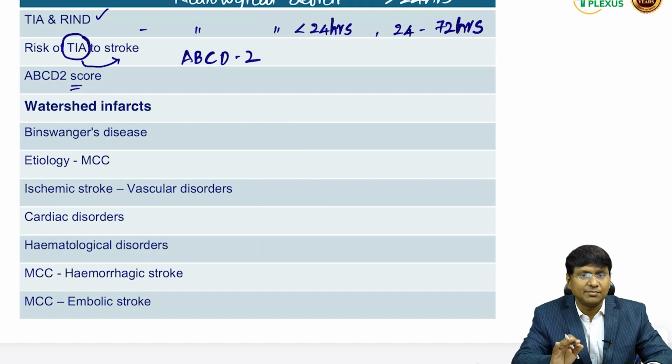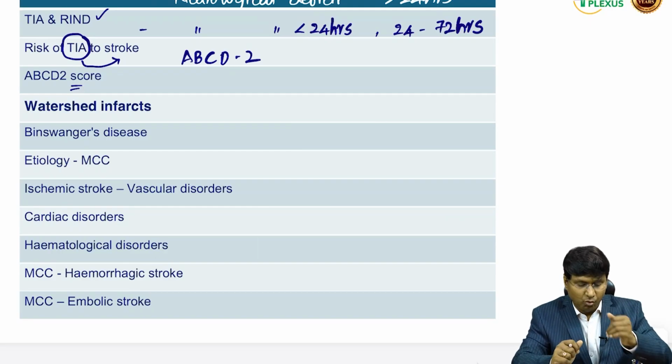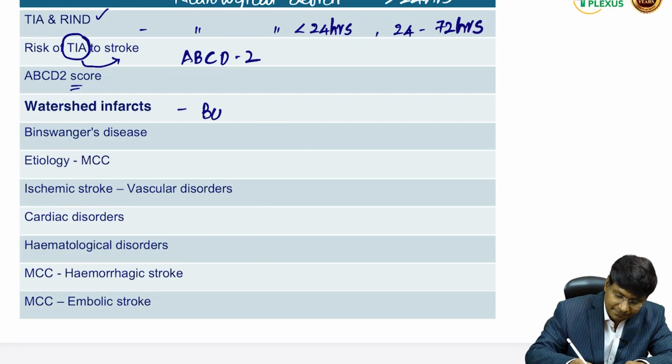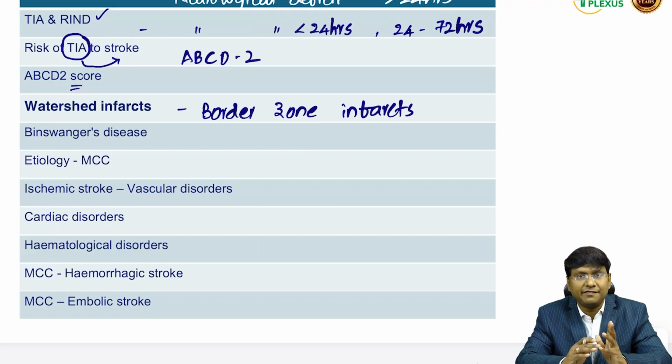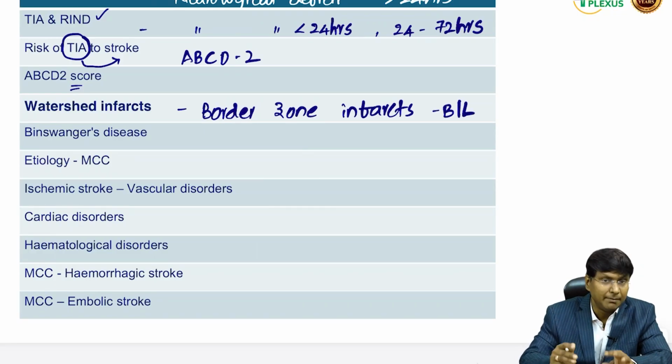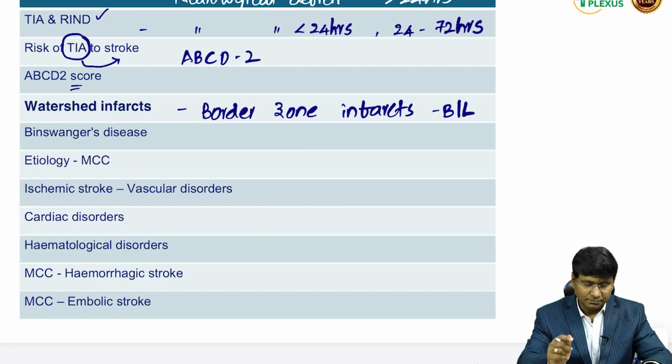And you need to know this terminology called watershed infarcts. Watershed infarcts are also known as border zone infarcts, which develop from relative hypoperfusion in the most distal arterial territories. And this watershed infarct, where there is relative hypoperfusion, can produce bilateral symptoms.